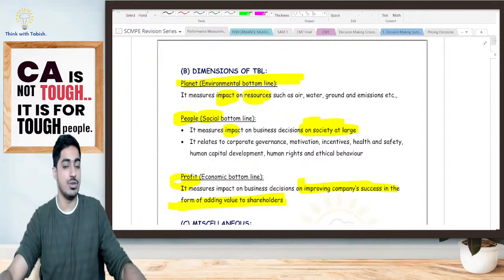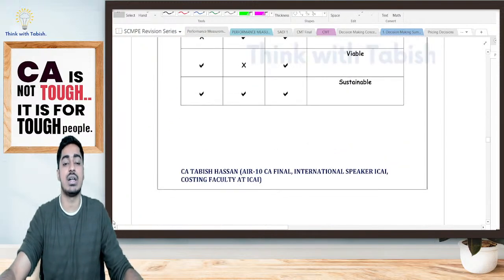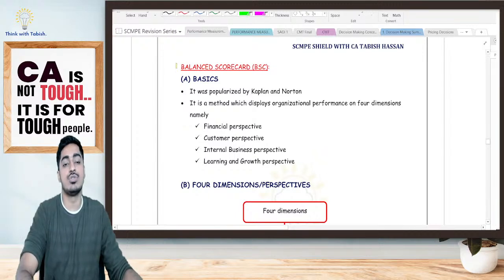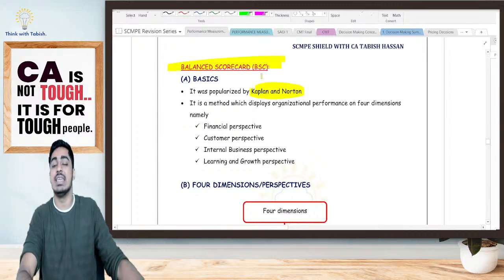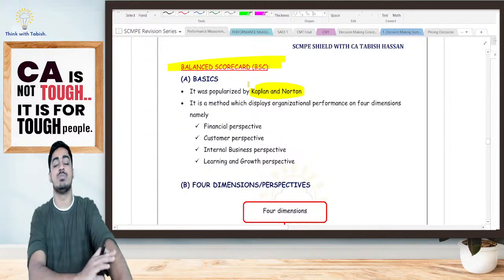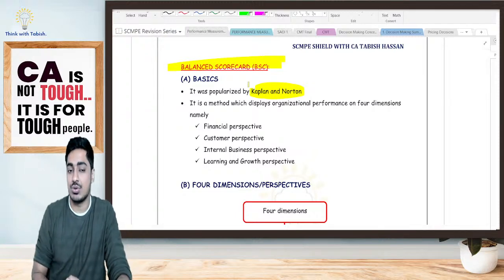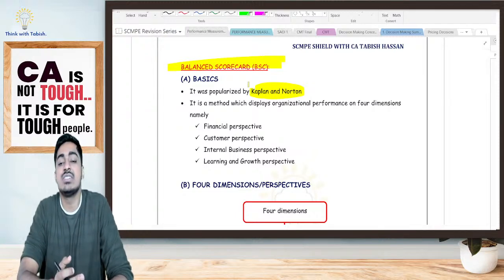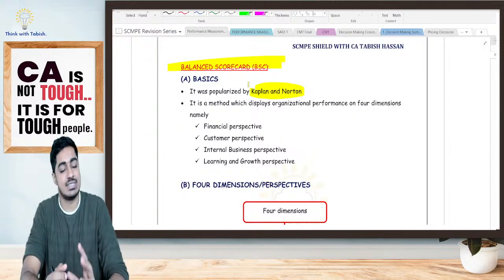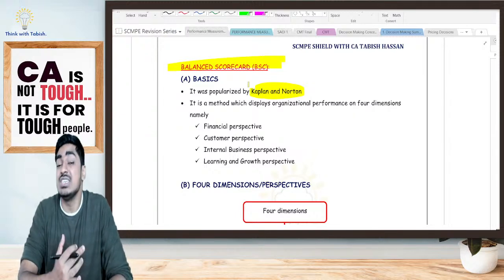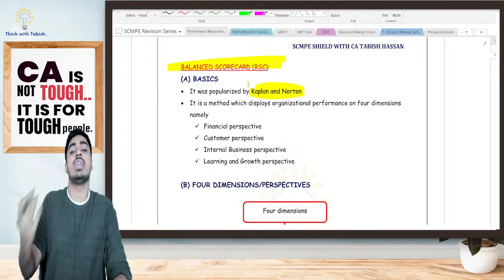Now, let us continue. To balance the scorecard, balanced scorecard by Kaplan and Norton. This name is necessary. Sometimes they will tell you to analyze the performance based on the model given by Kaplan and Norton, based on Kaplan and Norton's model. So, balanced scorecard. Now, what is the balanced scorecard telling? Again, it is telling the same thing: don't just see your financial performance, go beyond that.